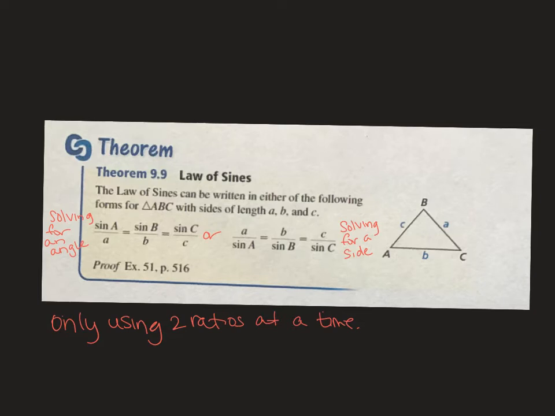Okay, so either sine of A over A equals sine of B over B equals sine of C over C, or A over sine of A equals B over sine of B equals C over sine of C. So remember, it makes it easier to label triangles if whatever our angle letters are, we use the same for the sides. So if angle A is here, side A would be opposite. Side B would be opposite angle B, and side C would be opposite angle C. So that's just how they tend to label all of their triangles.